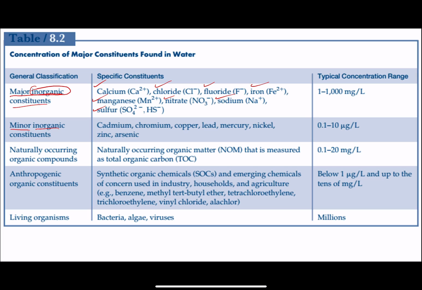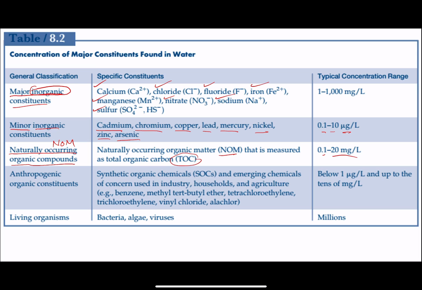The minor inorganics that might be found in surface water are cadmium, chromium, copper, lead, mercury, nickel, zinc, arsenic. The range is from 0.1 to 10 microgram per liter. And there is something that might be found in surface water called naturally occurring organic compound. We call them NOM. Okay? Naturally occurring organic matter, NOM, that is measured by the total organic carbon, 0.1 to 20 milligram per liter.